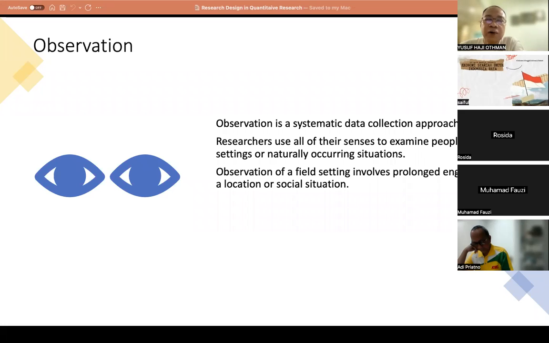So observation of a field setting involves prolonged engagement in a location or social situation. Sometimes it involves 4 months, 6 months, 1 year, 2 years to be in the location to observe their behavior, for example, their activities, their experience. It takes a long time. So it's usually done by those people who have lots of time and lots of money.